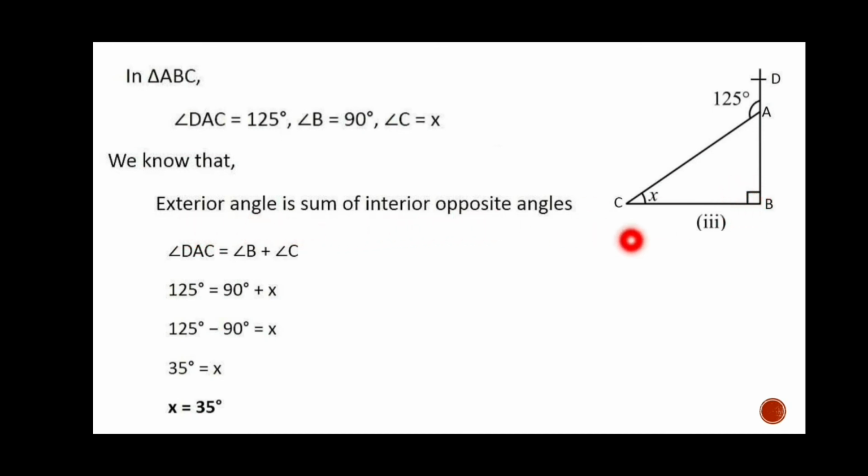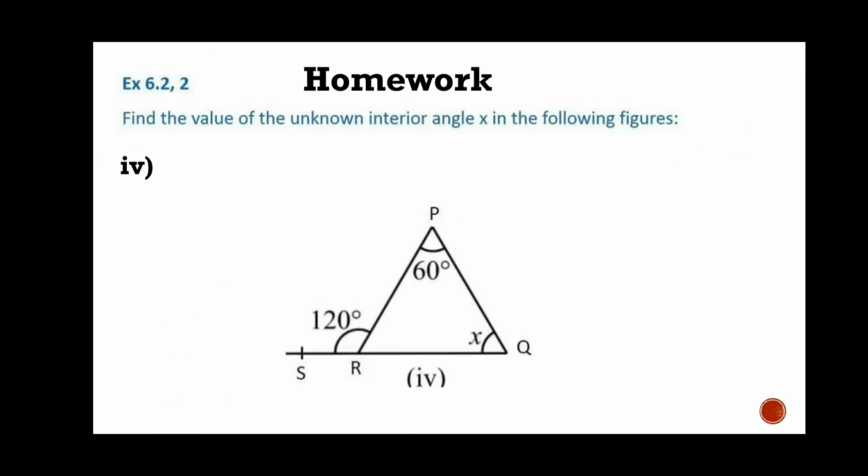So the exterior angle is the sum of the interior opposite angles. Exterior angle DAC is equal to angle B and angle C. Angle B is given 90 degrees, angle C is x. So 90 will move to the other side, which will become negative. 125 degrees minus 90 will be 35 degrees. So the value of x will come 35 degrees. I hope this question is clear to you. Now the rest of the question, that is the 4th, 5th and 6th parts, is your homework.